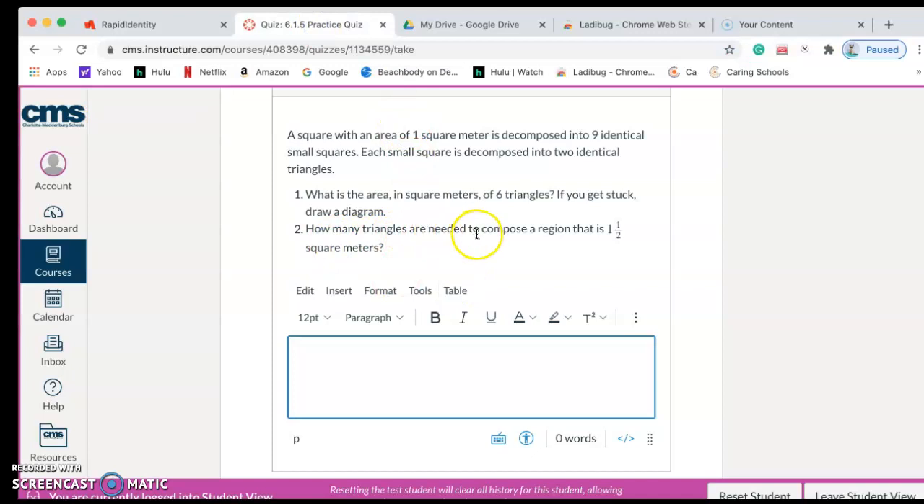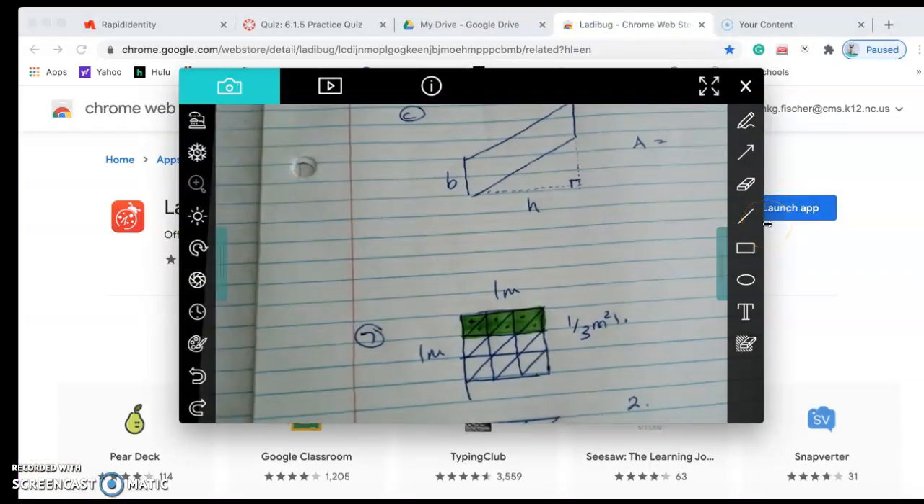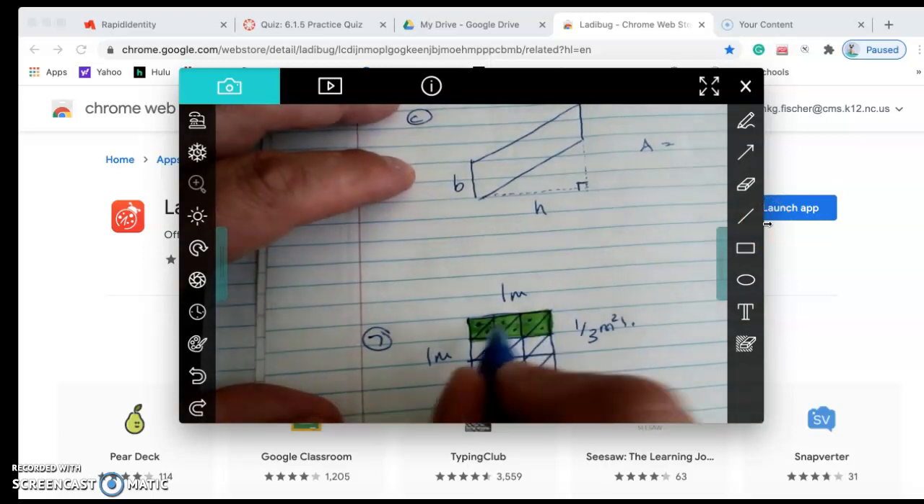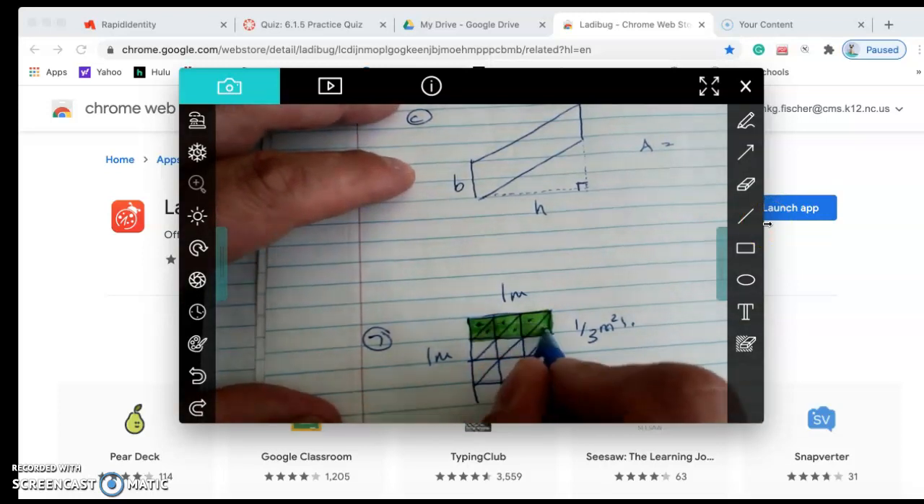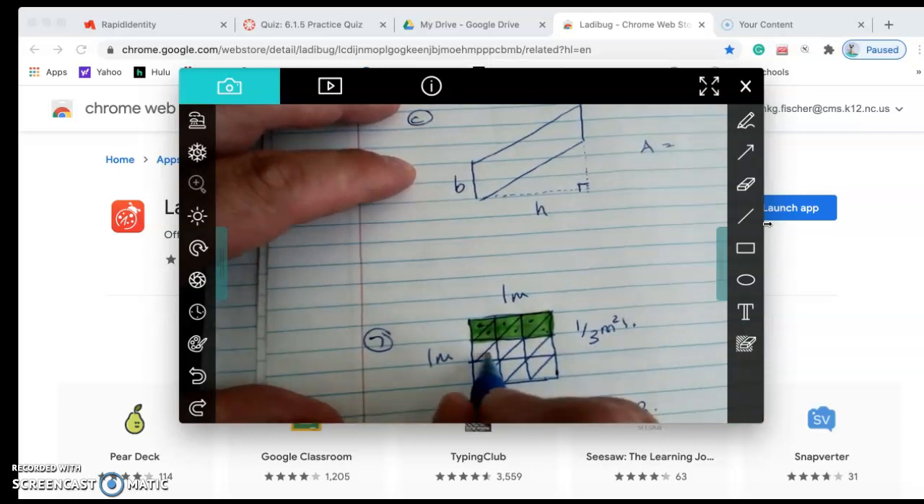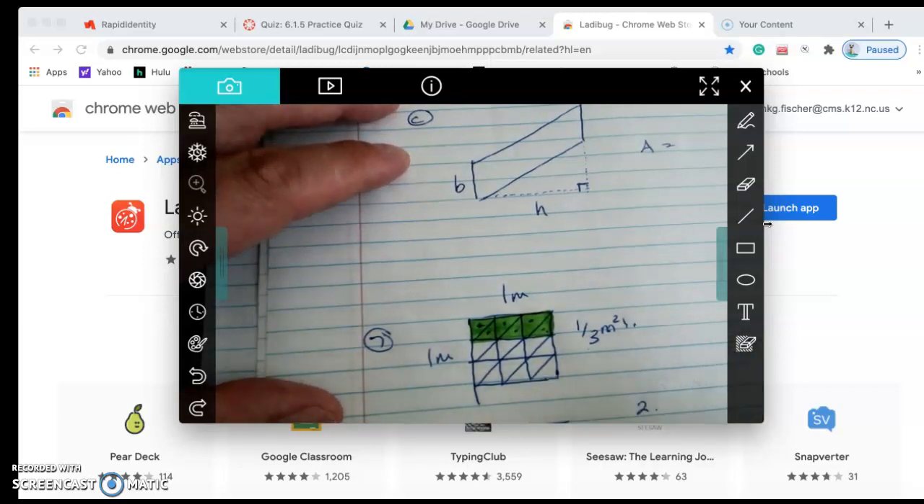How many triangles are needed to compose a region that is 1.5 square meters? So remember, if we go back to our diagram, how many triangles would we need to make just 1 meter? Well, I know this row has 6, correct? Well, if that's 1/3, 2/3 would then be 12. 3/3, which is a whole, would give us 18. But I need 1.5. Well, 1.5 would then be down here.